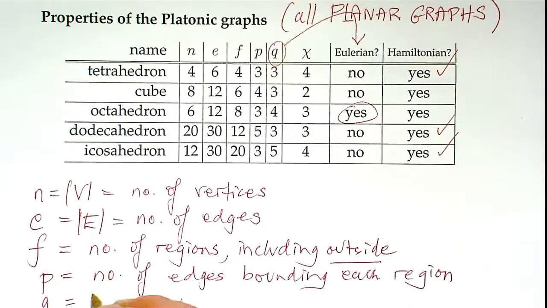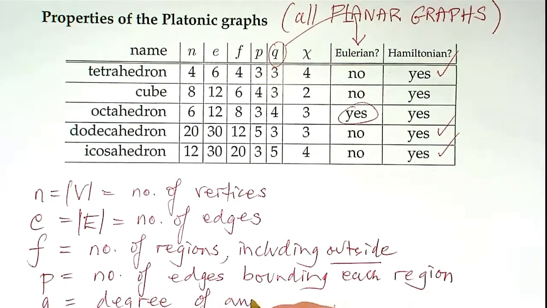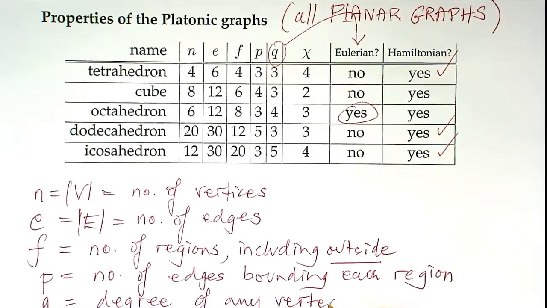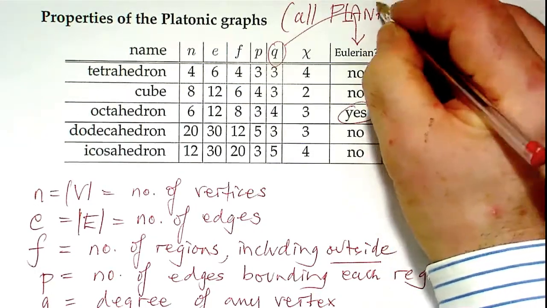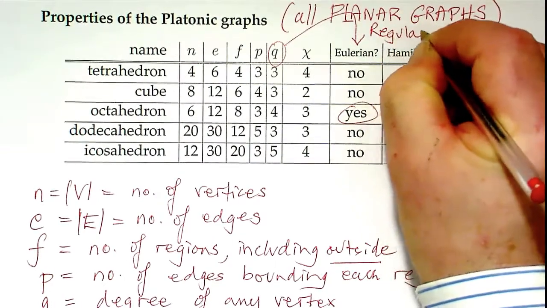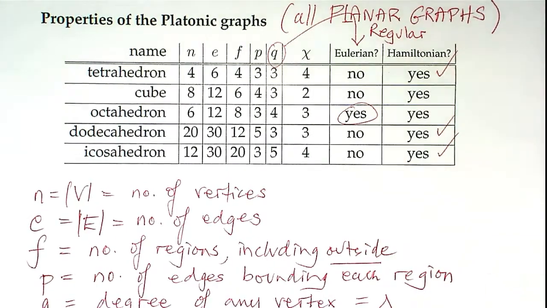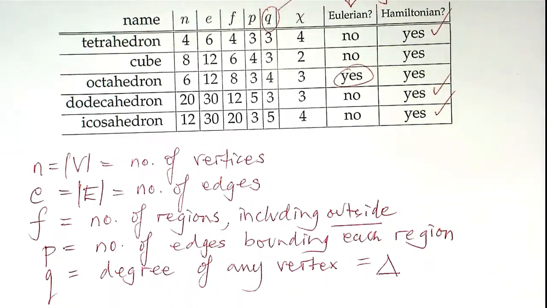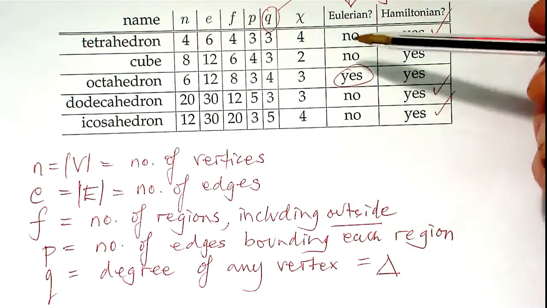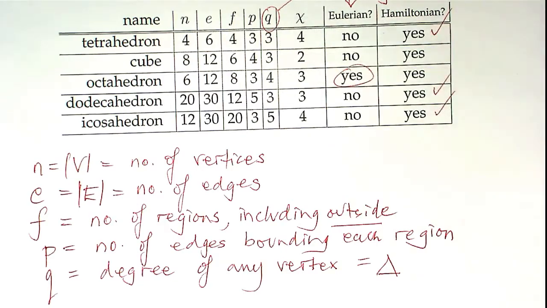Q is the degree of every vertex. They all have the same degree, the degree of any vertex, or of every vertex. Of course, they're regular graphs as well. The vertex degrees are all equal. So this, therefore, is equal to delta, because the maximum will be the same as the degree of any vertex. So that helps you explain a bit the chromatic number, maybe. That means the chromatic number should be less than or equal to delta.